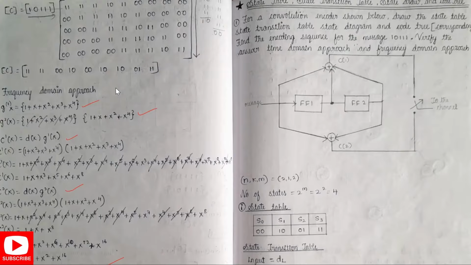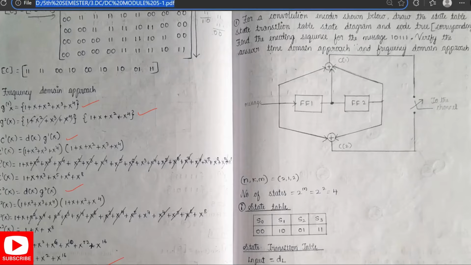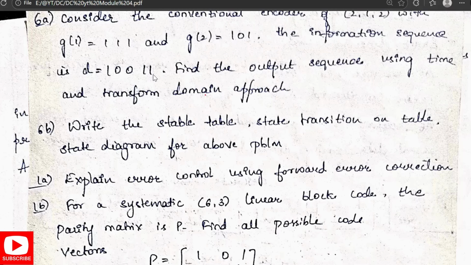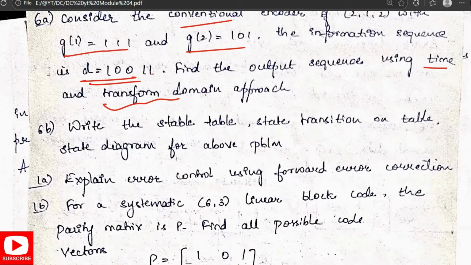Next comes the most important part: the state table, state transition table, and code tree. State diagram, all these things are important. So for a convolutional encoder, let me go to this problem in a different approach. The question asked here is to consider a convolutional encoder of 2 comma 1 comma 2 with G1 specified as 1 comma 1 comma 1 and G2 specified as 101. The information sequence is 10011. You need to find the output sequence using the time domain as well as the transform domain approach. Let us go to that.